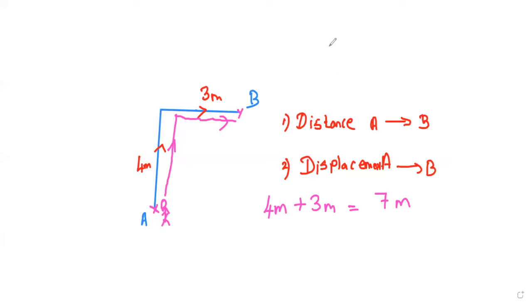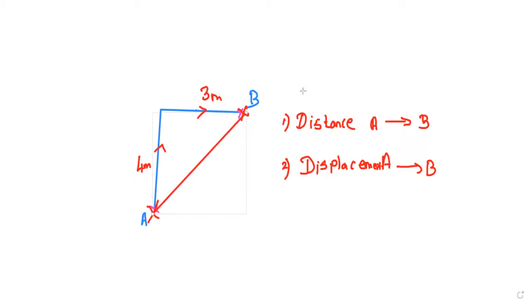Now comes the question: what's meant by the displacement from A to B? We know that displacement is the shortest distance between 2 points. First of all, we need to mark the initial point and the ending point. Now we need to find the shortest distance between these 2 points. That's the displacement.